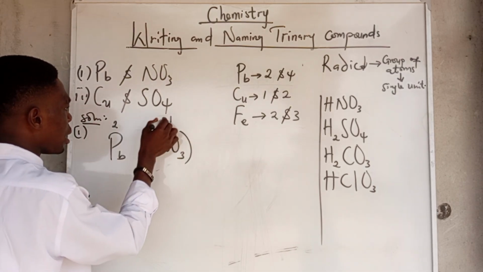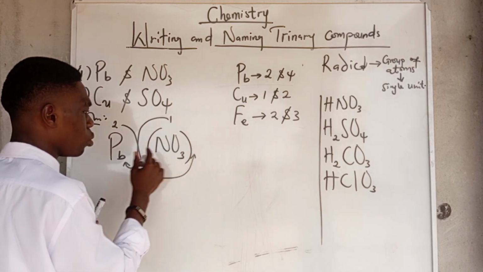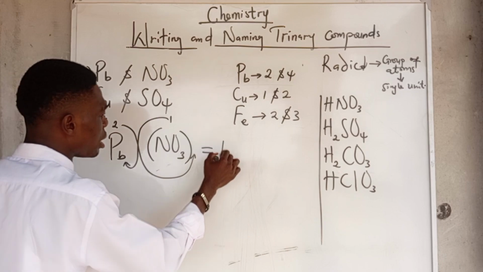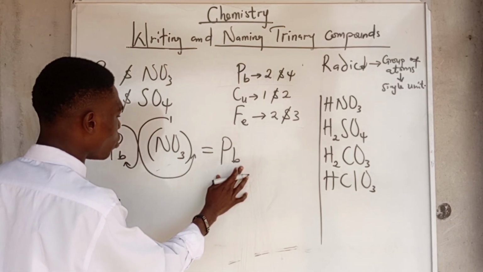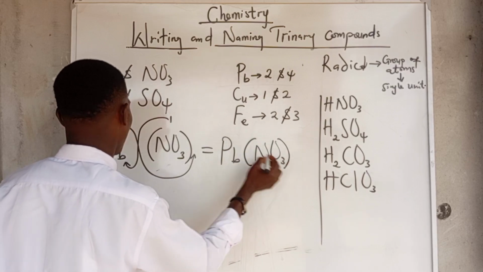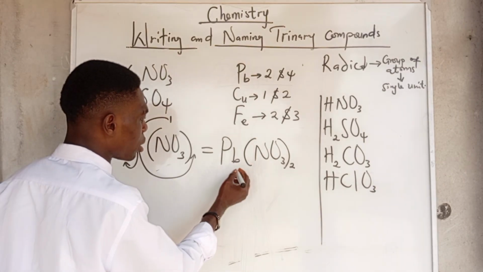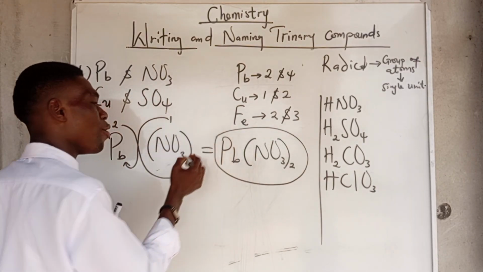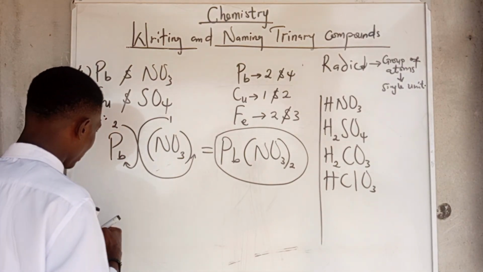Are we together? Now I'm going to interchange the valencies to give the subscript of the two different substances. And so this is going to give me what? Lead, and the subscript is 1, so I won't put the 1. Then I'll open the bracket, NO3, close the bracket, and then this 2 comes over here. I won't do anything else because 1, 2, I can't simplify further. So this becomes the chemical formula for the combination of lead and NO3. Are we together? Yes. All right.